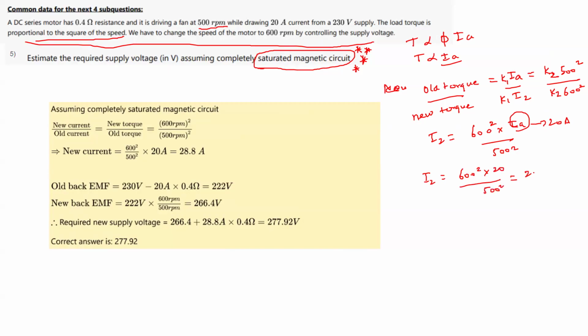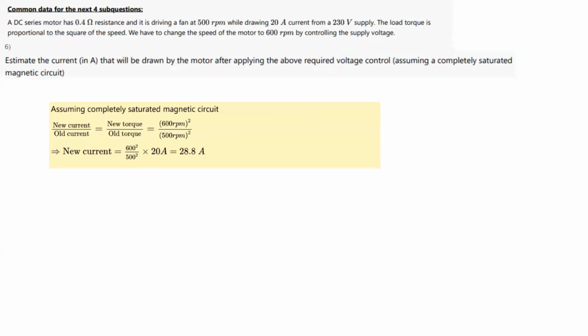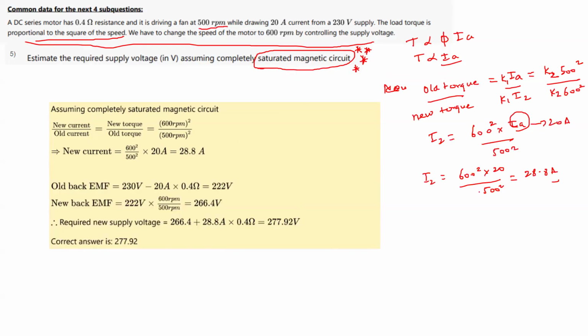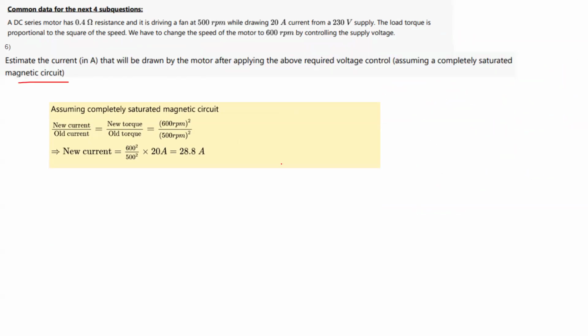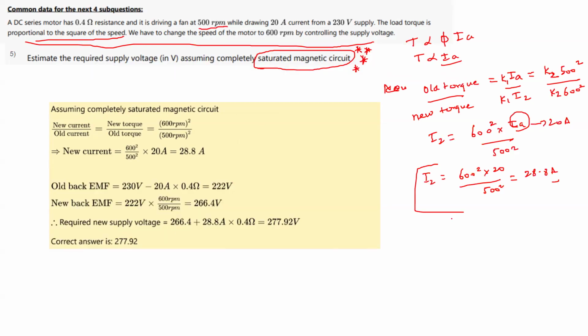So we will get the value of I2. In the next question, if you see, they are asking us to find the value of current which will be drawn by the motor, assuming a completely saturated magnetic circuit. So this I2 that we have found, we can use, this is the answer required for the next part also. Now we will be using this I2 to find the required supply voltage also.